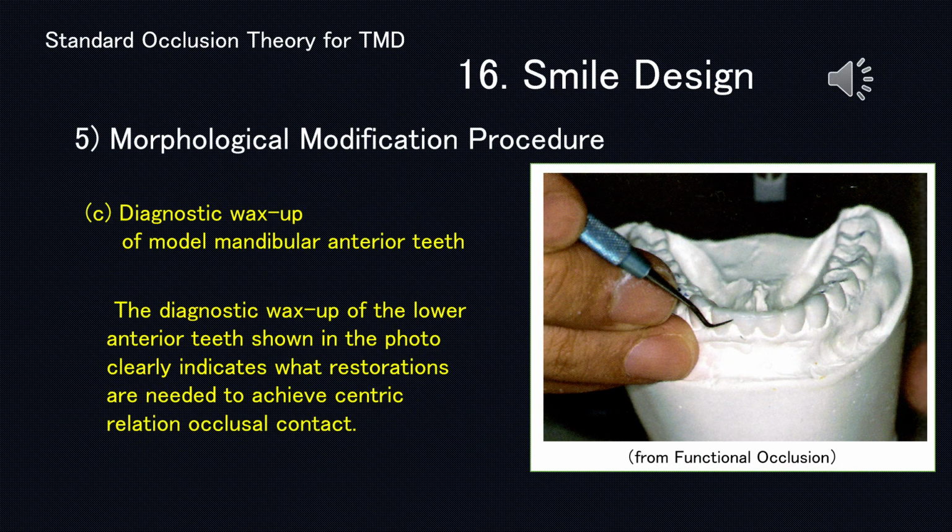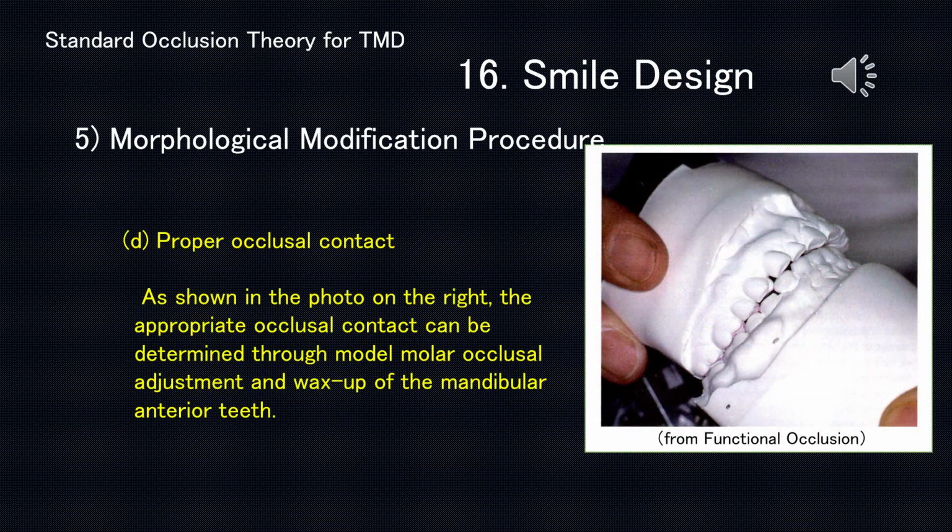C. Diagnostic wax-up of model mandibular anterior teeth. The diagnostic wax-up of the lower anterior teeth shown in the photo clearly indicates what restorations are needed to achieve centric relation occlusal contact. D. Proper occlusal contact. As shown in the photo on the right, the appropriate occlusal contact can be determined through model molar occlusal adjustment and wax-up of the mandibular anterior teeth.